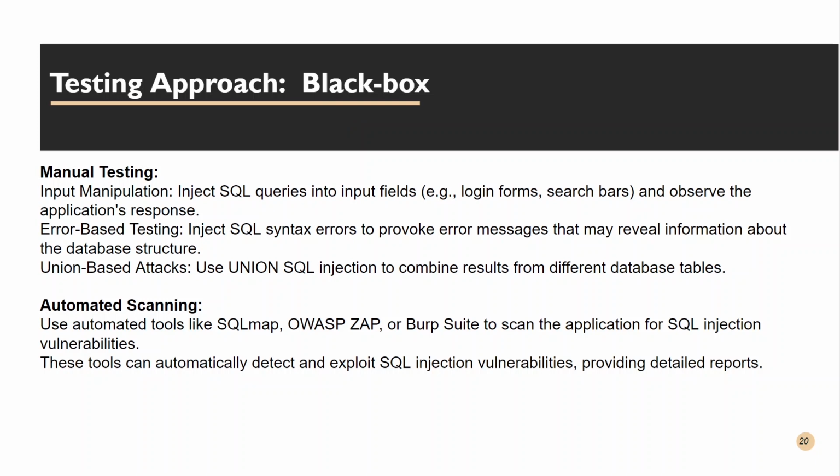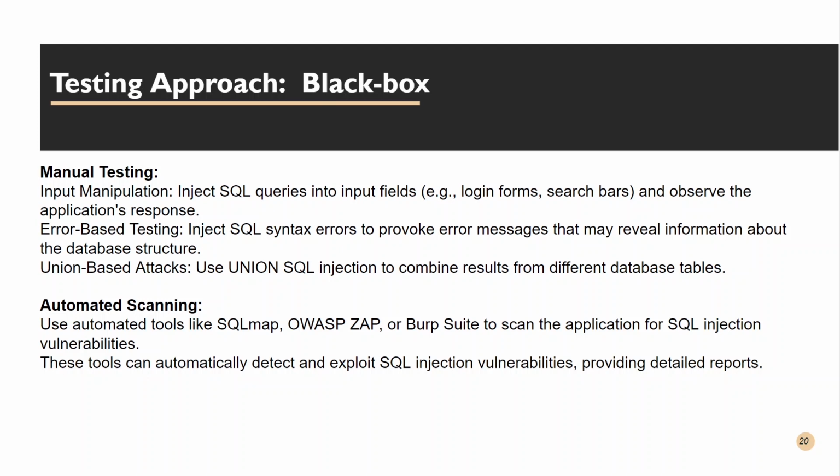We have two basic testing approaches. We have black box testing and we have white box testing. Now, in the case of black box testing, this simply means that we do not have access to any infrastructure of the web application, like the source code of the application. The two ways I like to do this is to perform manual testing and also perform automated scanning within the web application.